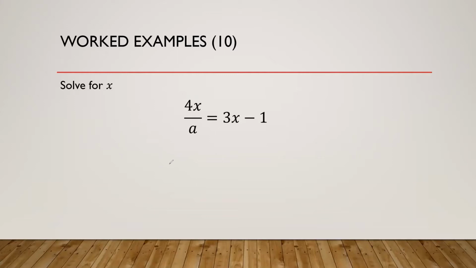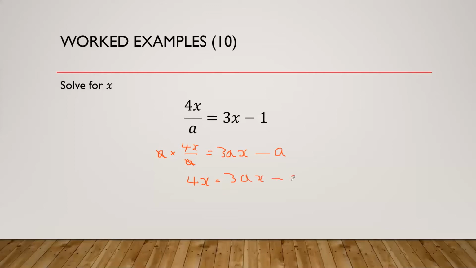So we multiply this side by A, so I'll put A times 4x divided by A, like so. 3x times A is 3Ax. Minus 1 times A is just minus A. So these two A's will cancel out, giving me 4x. So I got rid of the fraction now. Now 3Ax minus A.